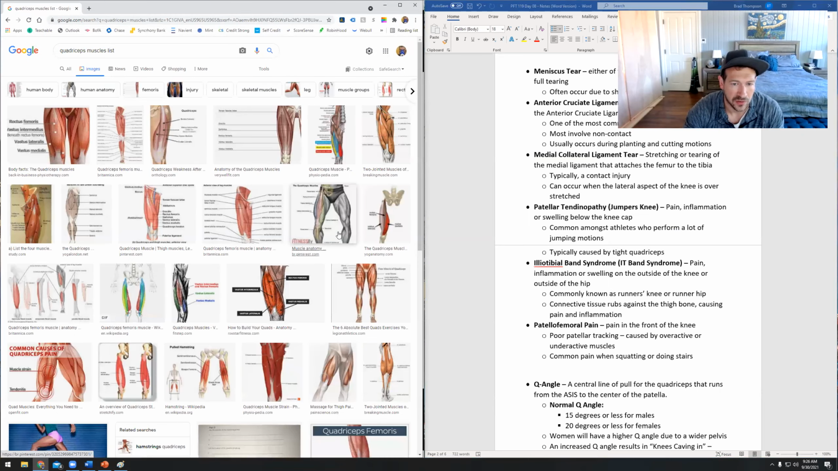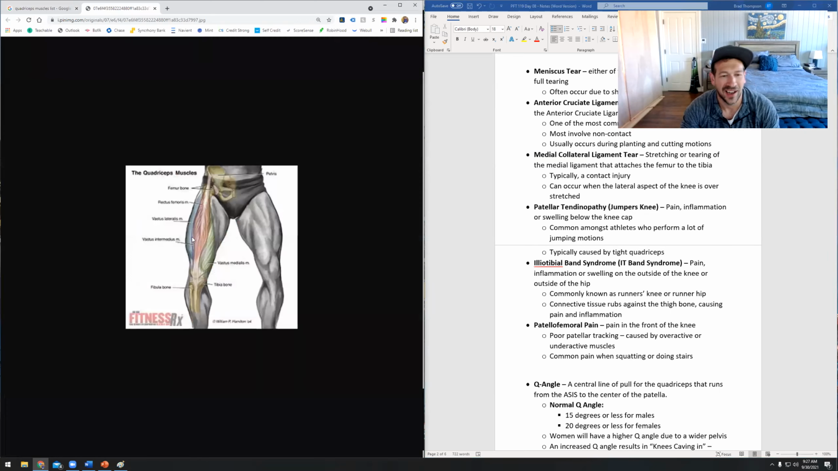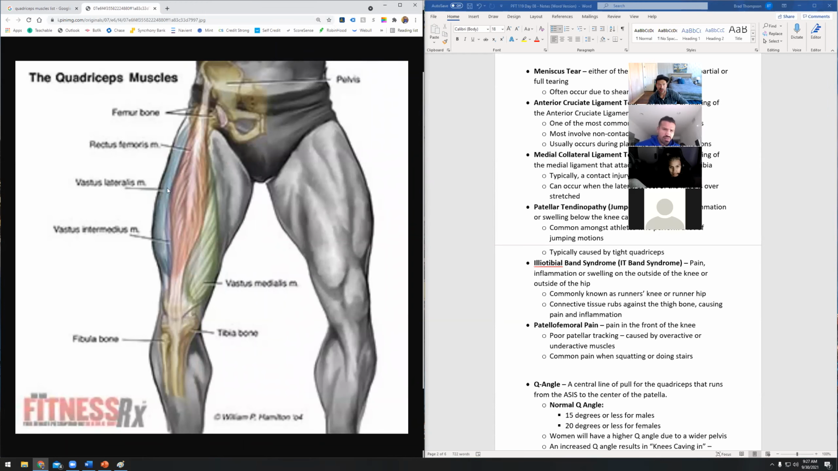I want a colored one. Yes. So you can see here, thank you, Google. So you can see you got your three different, what are called your vasti muscles here. That's the lateral one, the vastus lateralis. There's the medial one, that's the vastus medialis. And then there's the one in the middle, which is your vastus intermedius, which I always say like an old guy from New York, like into the middle.